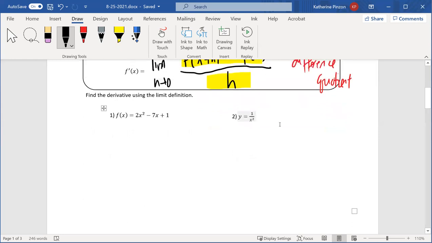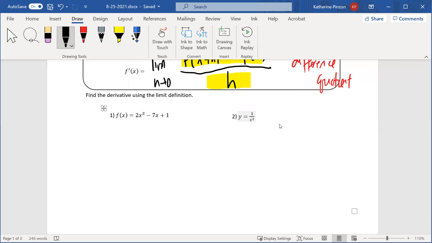Okay, so we're going to try it. We're going to do these 2 functions. This guy says f of x is 2x squared minus 7x plus 1. What we're aiming to find is a function that's the derivative of this guy, so that if I want to know the slope at 1, I would plug it into that function. If I want to know the slope at -10, I would plug it into that function. I won't have to do those limits over and over again.